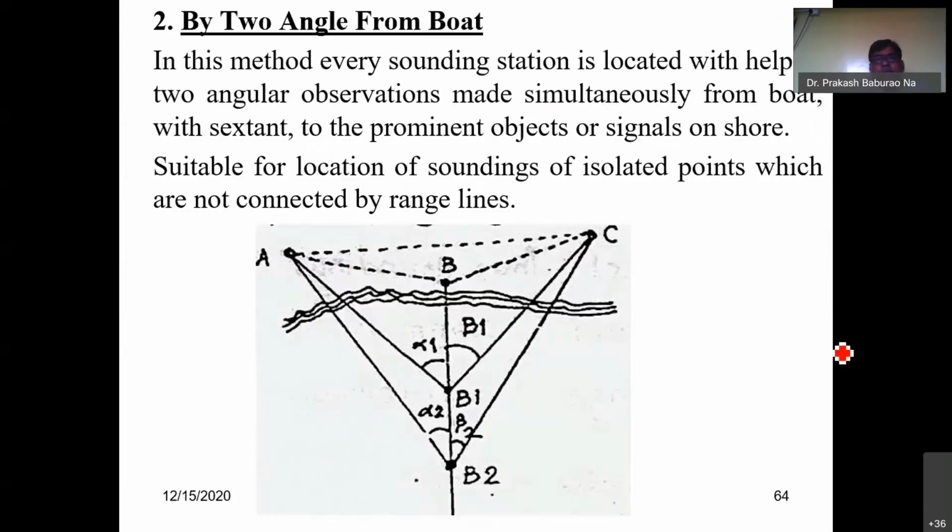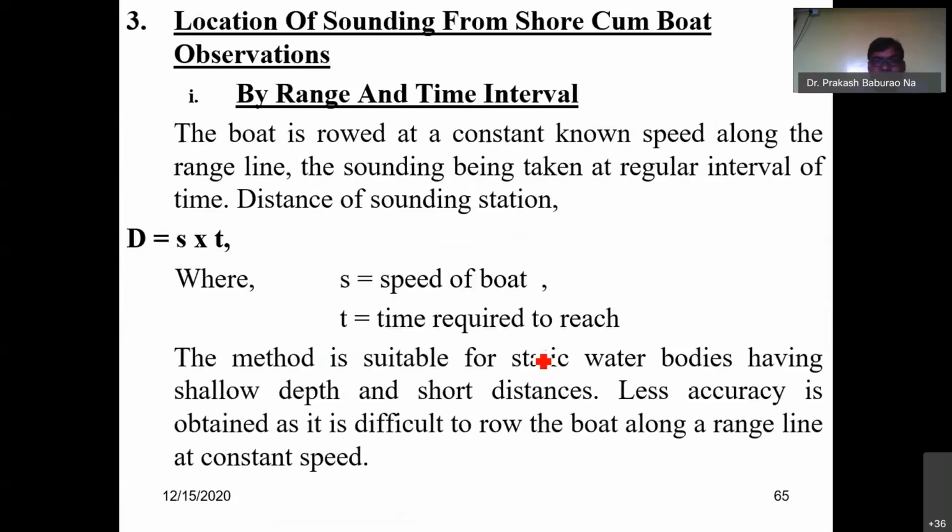This is another method, by two angles from the boat. Two angles from the boat means you measure two angles, you bisect points A and C on the shore side. Alpha 1 you measure here with the help of the nautical sextant. Similarly, beta 1 you also measure to locate the places. In the same way you carry it out. These are the different methods.